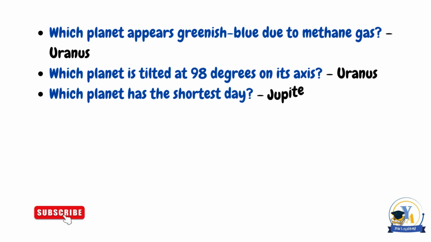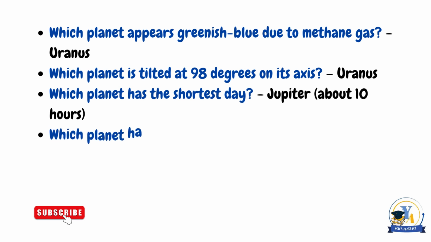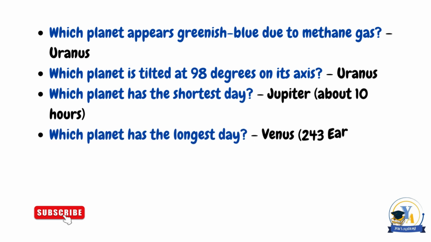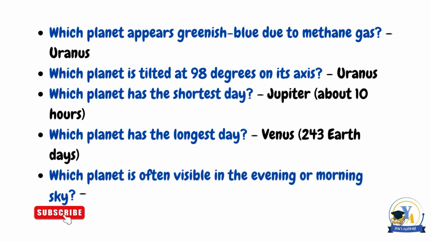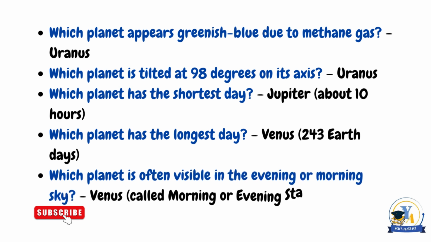Which planet has the shortest day? Jupiter, about 10 hours. Which planet has the longest day? Venus, 243 Earth days. Which planet is often visible in the evening or morning sky? Venus, called the morning or evening star.